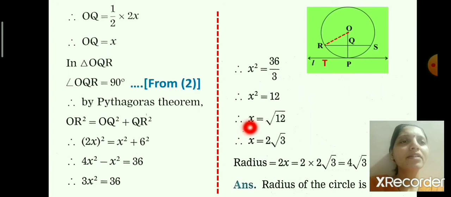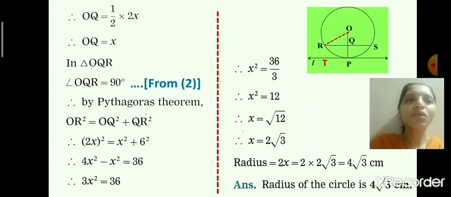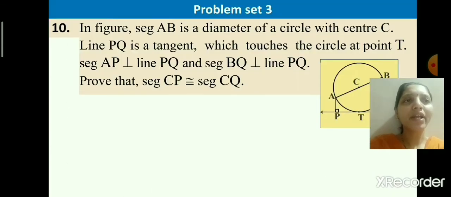Therefore x is equal to root 12, by taking square root on both sides. Now this 12 you can write as 4 into 3 and we can take 4 out of the square root sign, so x is equal to 2 root 3. So the radius of this circle is equal to 2x, that is 2 into 2 root 3, that is equal to 4 root 3. I hope you all are getting this. So your final answer will be: radius of the circle is 4 root 3 centimeters. So let's move on to the next question now.